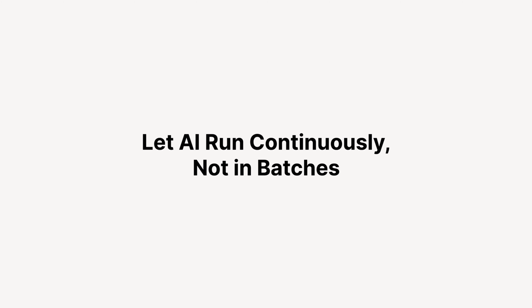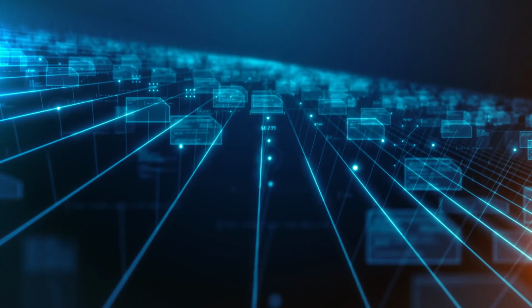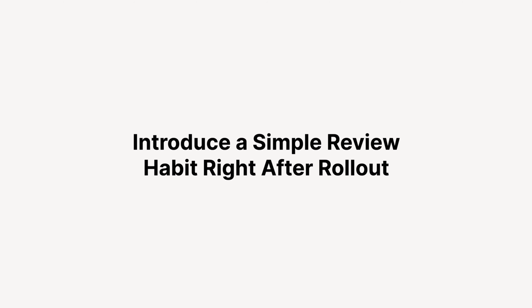Second, let AI run continuously, not in batches. A common implementation mistake is treating AI analytics like a reporting feature. Teams upload feedback once a month, review it, and move on. The real value comes when AI runs continuously in the background, analyzing new feedback as it arrives. Emerging issues are caught early, trends are spotted while they are forming, and teams move from reactive analysis to proactive insight. So during rollout, make sure the tool is configured to process feedback in near real time, not just on demand.